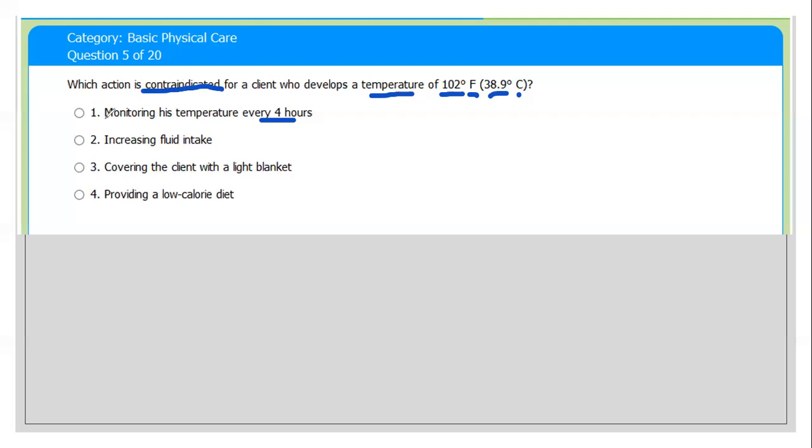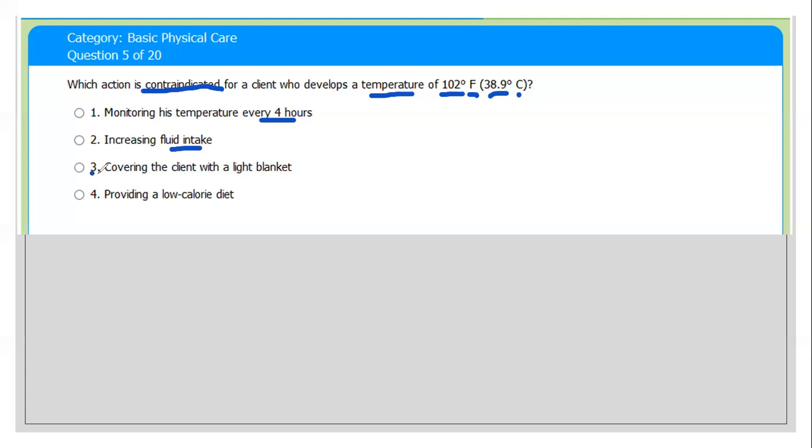No, number one is not contraindicated. It is good. Every 4 hours, you check the vital signs because my patient's vital signs fluctuate. Temperature is 102. Number two, increase the body fluid intake. Nothing wrong. My body temperature goes up, it is a hyperthermic condition, and fluid intake is good. So number two is not the answer.